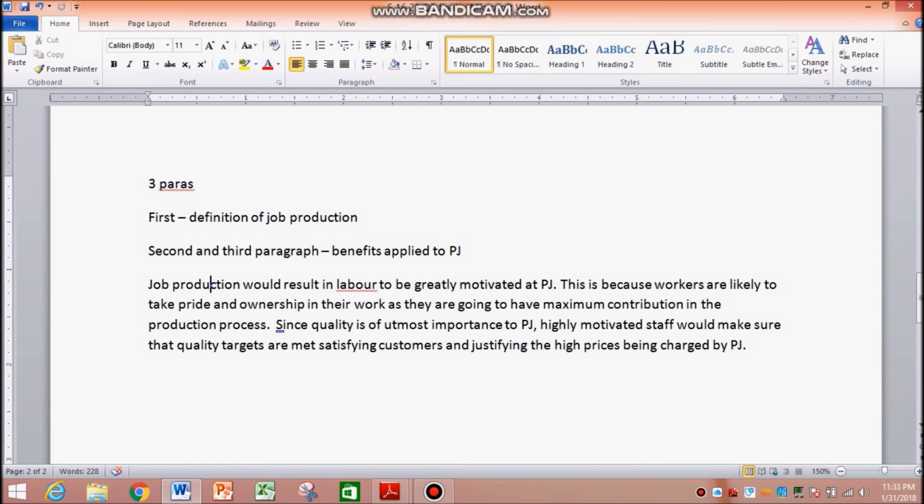Since quality, now the answer till here you see no application. So the examiner might not give you application marks, but after that, since the student mentions, since quality is of utmost importance to PJ, highly motivated staff would make sure the quality targets are met, satisfying customers and justifying the high prices being charged by PJ. Now this is a complete paragraph, and you would need to mention 2 paragraphs in your answer of the main body in order to score good marks in this particular question.